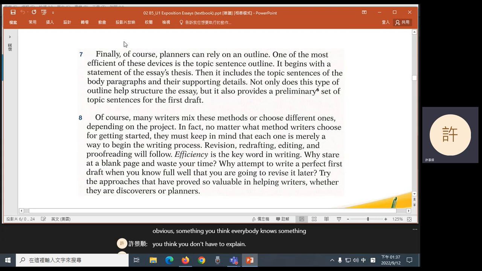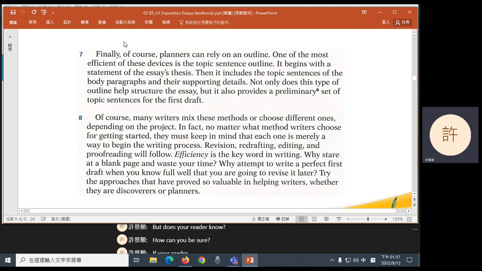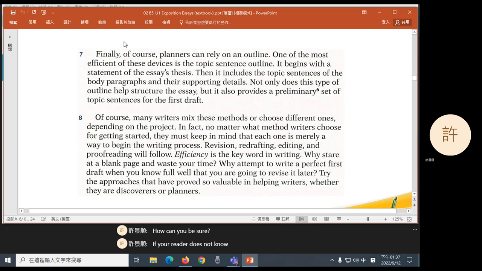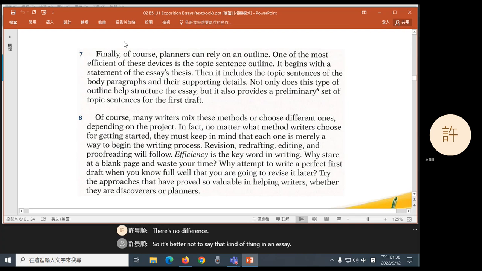But does your reader know? How can you be sure? If your reader does not know, then that could be a problem, right? This is something that you are not communicating successfully. If your reader does know, then even if you don't say, of course, or obviously, there's no difference. So it's better not to say that kind of thing in an essay. Make sense?